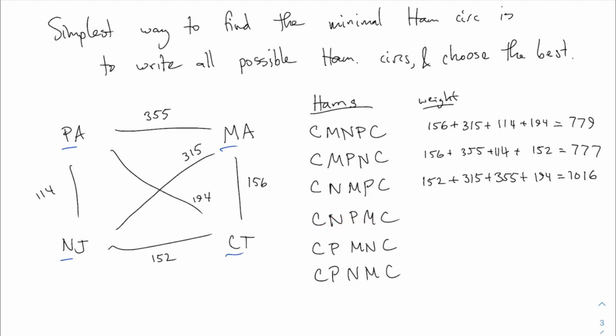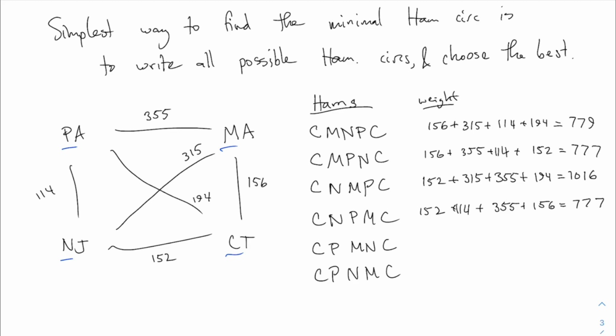C to N is 152. N to P is 114. I know this is a little boring. Actually, something interesting is going to happen in this one. P to M is 355. And then M to C is 156. This, if you add those up, it equals 777.